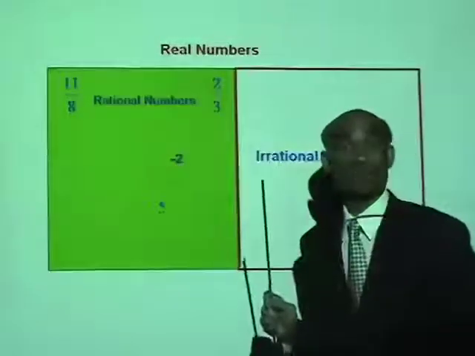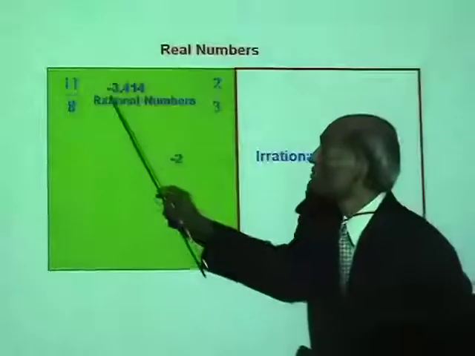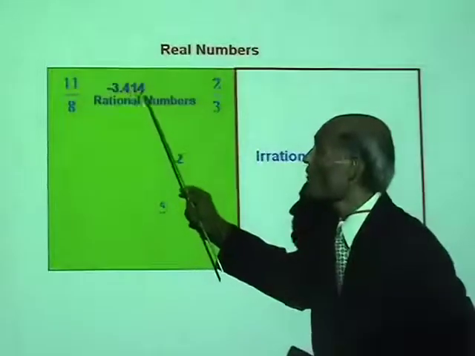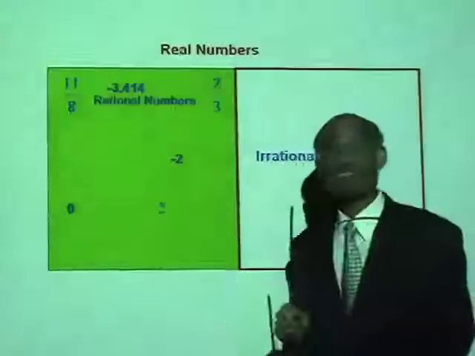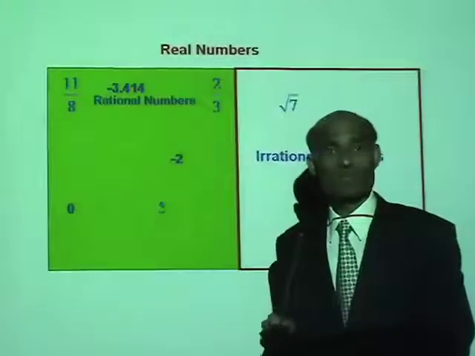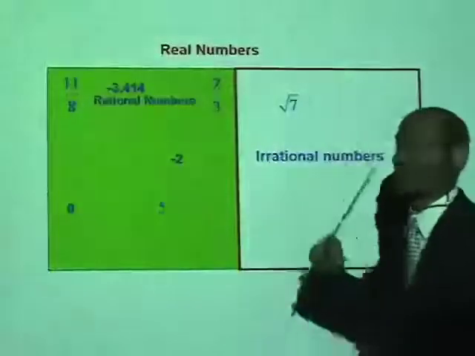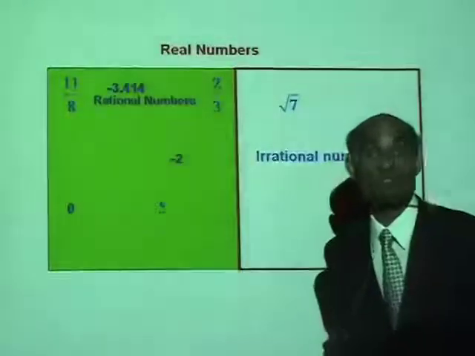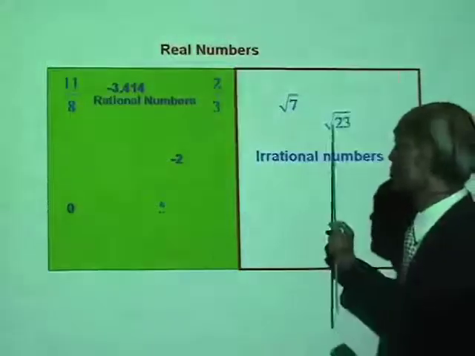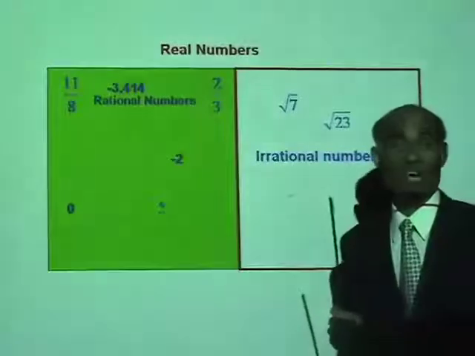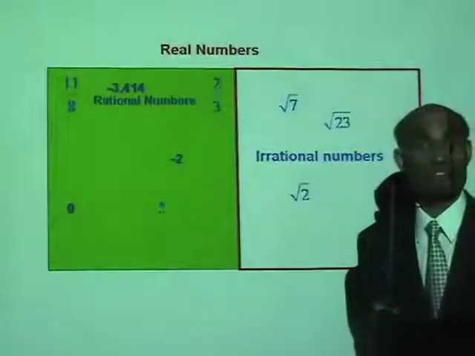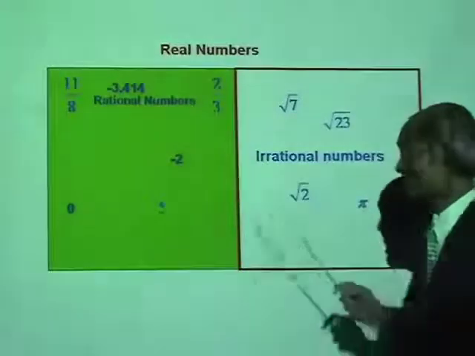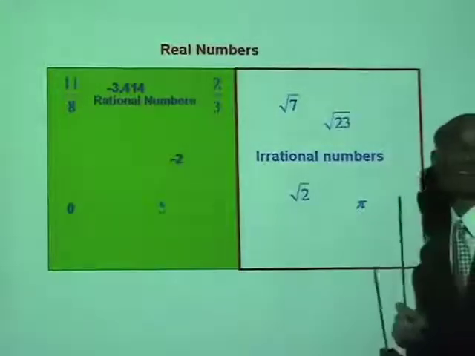-2 is a rational number. -3.414 is a rational number. 0 is a rational number. Square root 7 is an irrational number. Square root 23 is an irrational number. Square root 2 is an irrational number. Alright, pi is an irrational number.